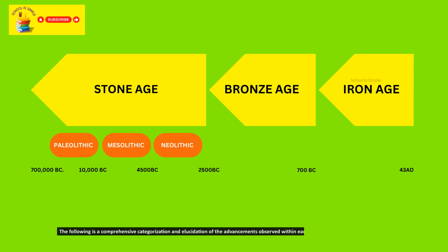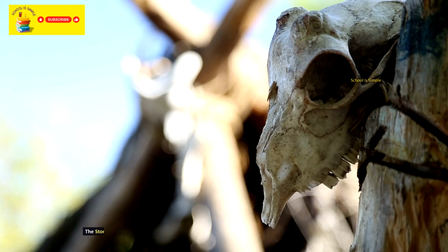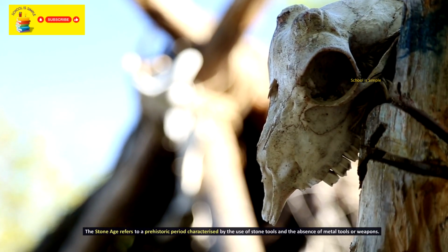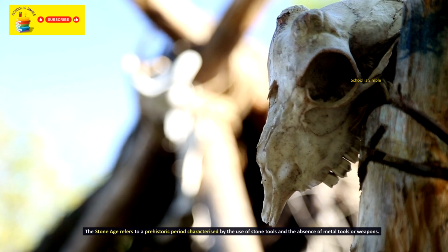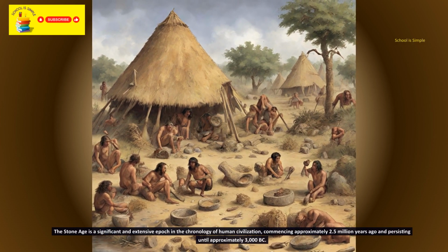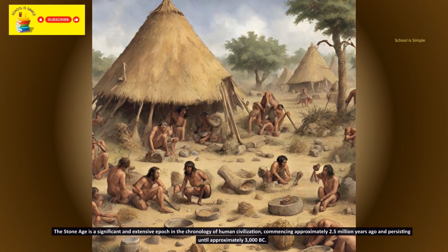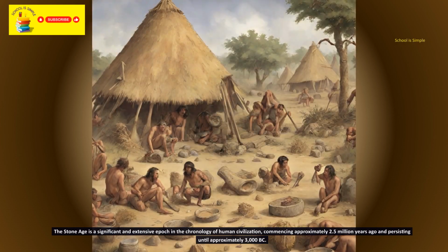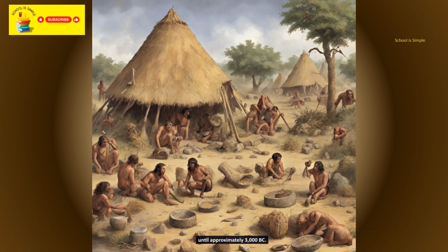The following is a comprehensive categorization and elucidation of the advancements observed within each of the aforementioned historical periods. The Stone Age refers to a prehistoric period characterized by the use of stone tools and the absence of metal tools or weapons. The Stone Age is a significant and extensive epoch in the chronology of human civilization, commencing approximately 2.5 million years ago and persisting until approximately 3000 BC.